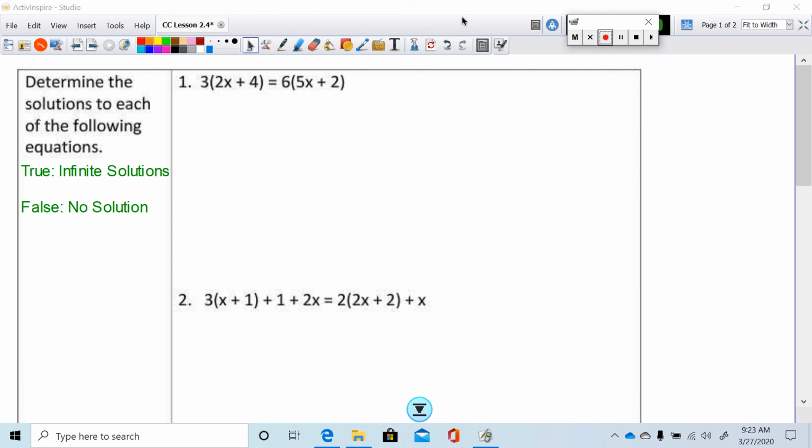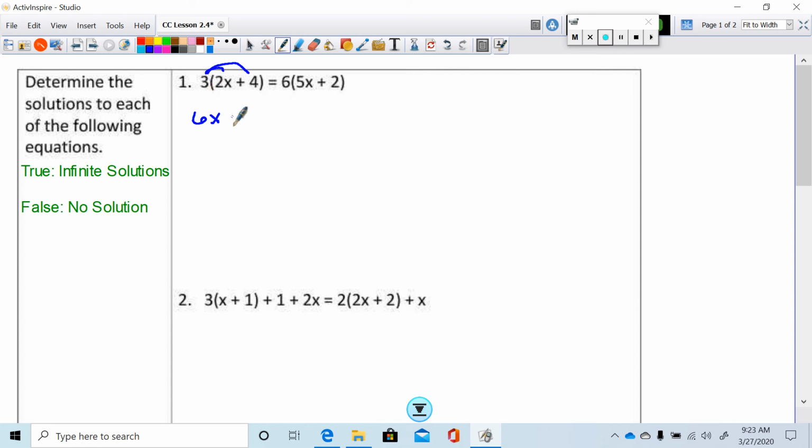Determine the solutions to each of the following equations. So we're going to solve each equation by getting x by itself. The first thing I want to do is get rid of the parentheses by using the distributive property. So when you do that, you multiply. 3 times 2x is 6x.